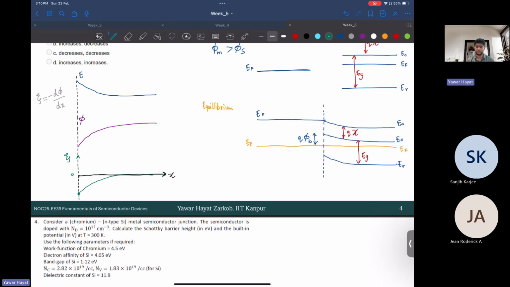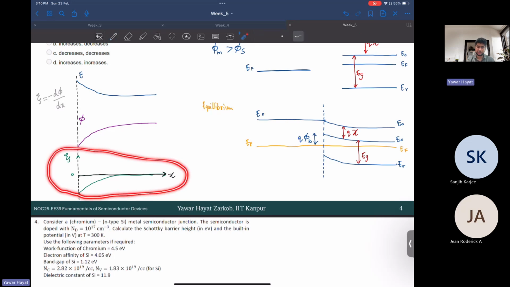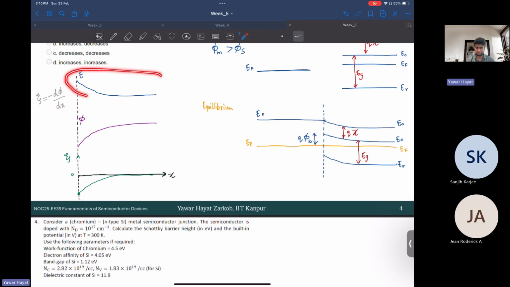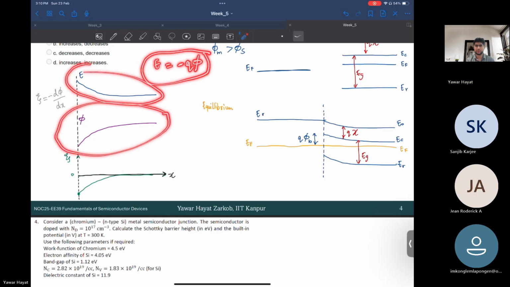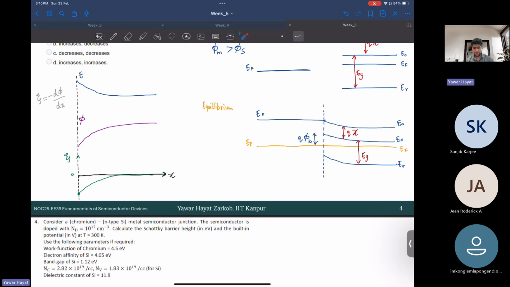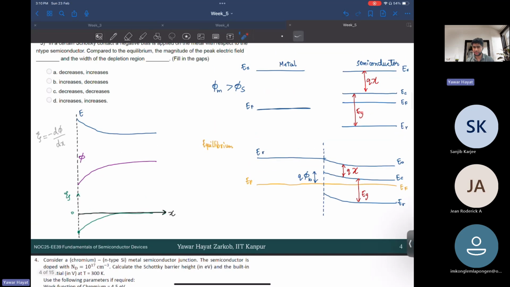Right, this would be the peak electric field, and that would occur at x equal to 0. How I arrived at this is by using this relation. I had phi, which I obtained from this. E is equal to minus q times phi. I used this to get phi from this band, and then once I have this electric field profile, this would be the case corresponding to the equilibrium.